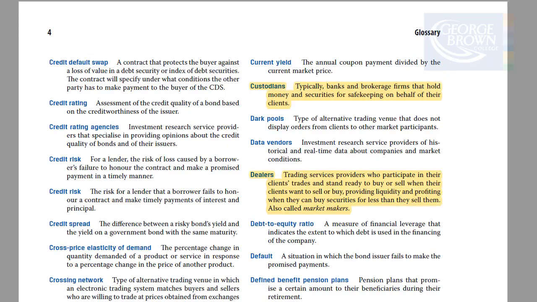Just finishing up with the example of the glossary here, you can see the definition for custodians, typically banks and brokerage firms that hold money and securities for safekeeping on behalf of their clients. And you can see the definition there for dealers, trading services providers who participate in their clients' trades and stand ready to buy or sell when their clients want to sell or buy, providing liquidity and profiting when they can buy securities for less than they sell them, also called market makers. So more information there to complement the summary slides that I just showed you.